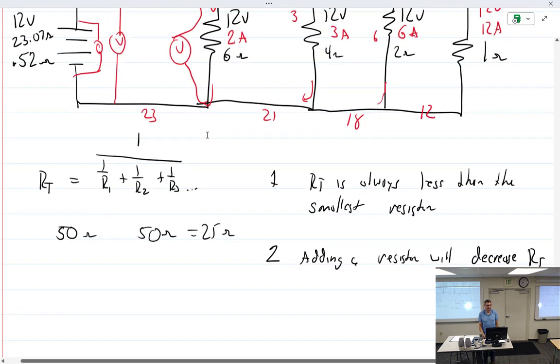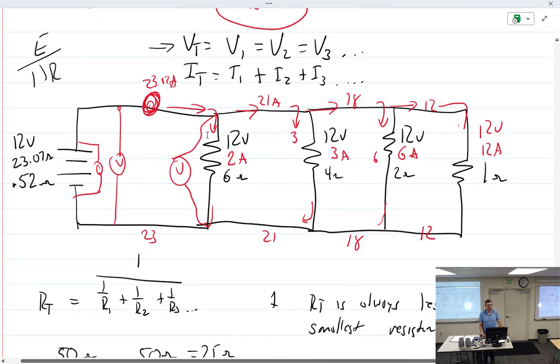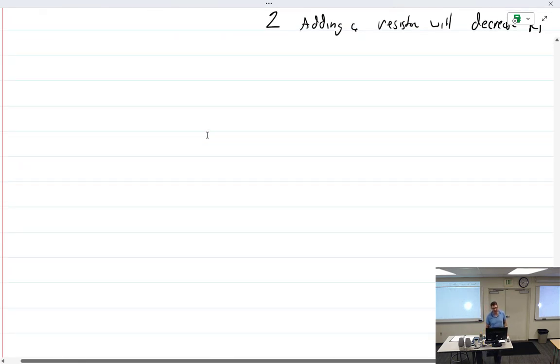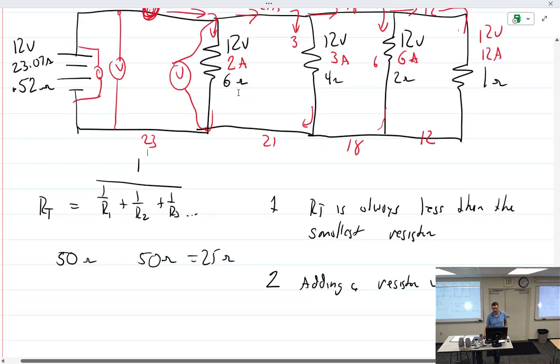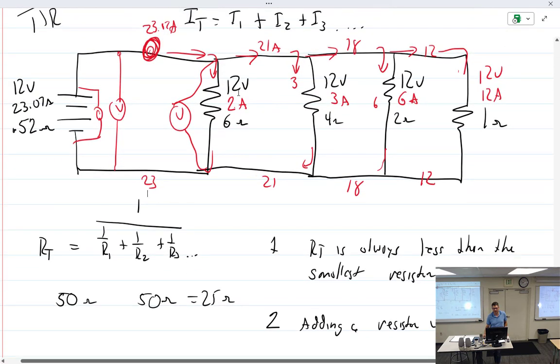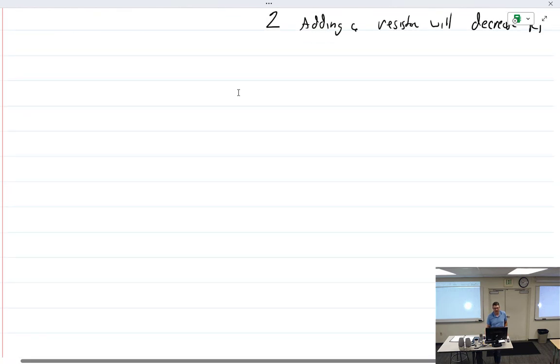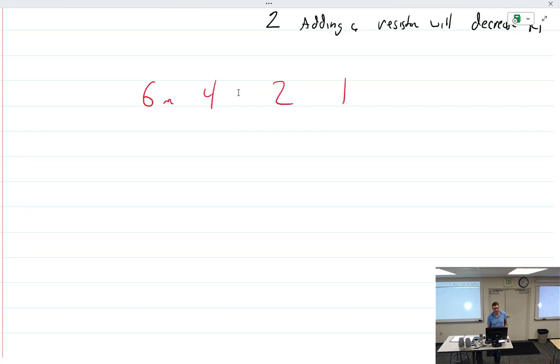Not really. Okay. Forgot how the calculator button goes again. Okay, we should have done that. So let's just say then, well, we can go back to this one. We had 6, 4, 2, and 1. That's the resistors we had.